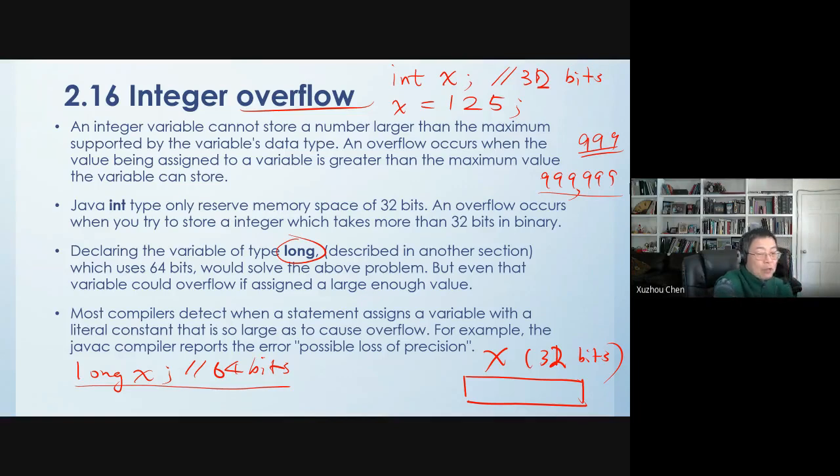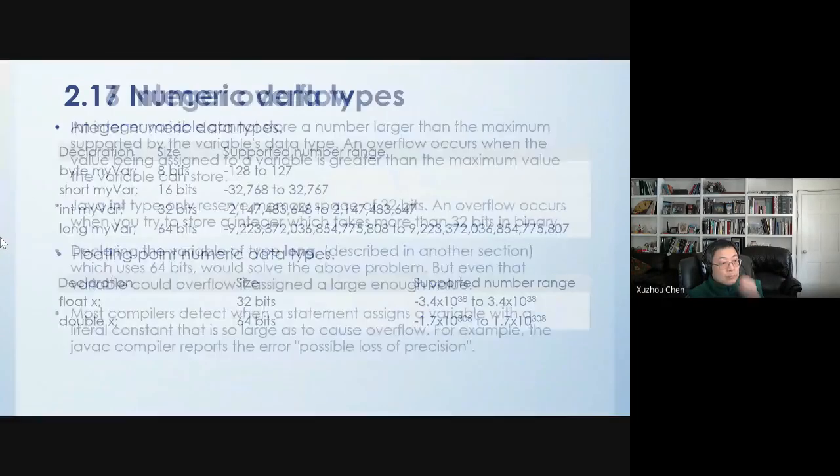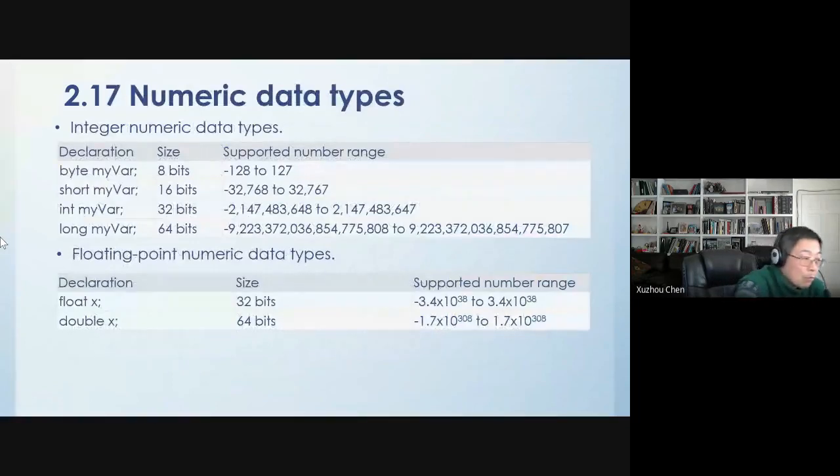Honestly, if you try to define any type in a computer, because the computer resource is limited, there's always a number that's even bigger than what the long type can accommodate, what 64 bits can accommodate. So here we define these. Here are the different types of integers.